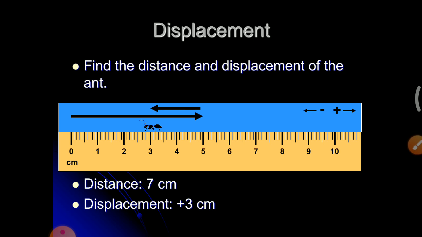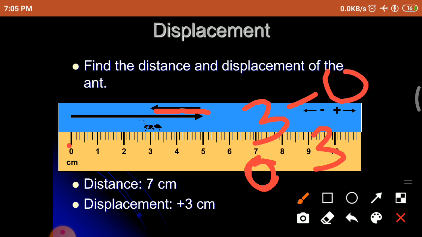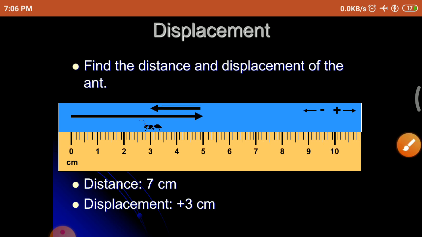How? Because you know that the initial position is 0 and the final position is 3. To find the direction, we have to subtract the initial position from the final position. The final position is 3, the initial position is 0. So 3 minus 0 equals 3. So plus 3. The displacement is equal to plus 3 centimeters.